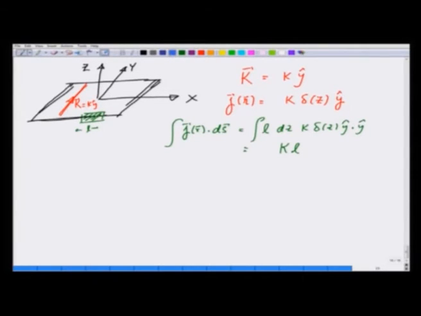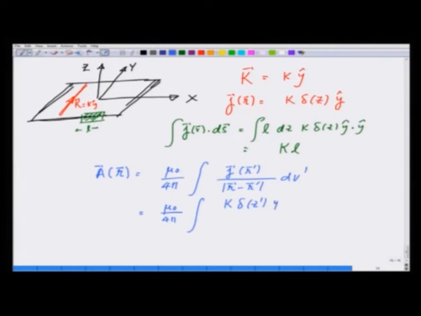Therefore, the vector potential A at any point r is going to be mu naught over 4 pi integral j r prime over r minus r prime d v prime, which is equal to mu naught over 4 pi integral k delta z prime in the y direction over r minus r prime d v prime. Now, let us see, this is a plane sheet.